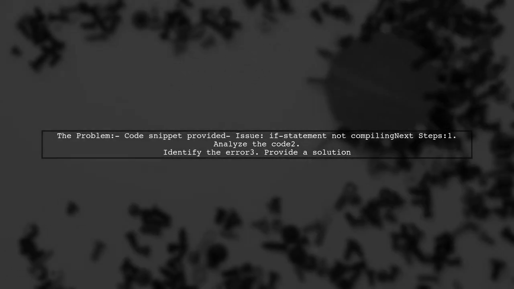The viewer's code snippet attempts to fetch an image from a URL using URL session. However, they're facing an issue where the if statement isn't compiling correctly. Let's break down the code and see how we can help them resolve this.